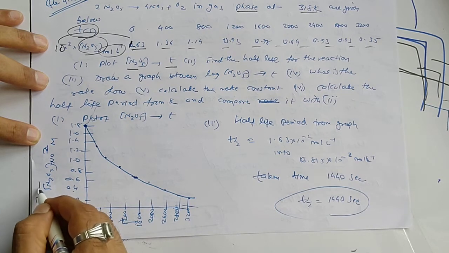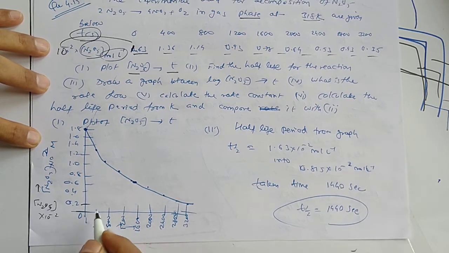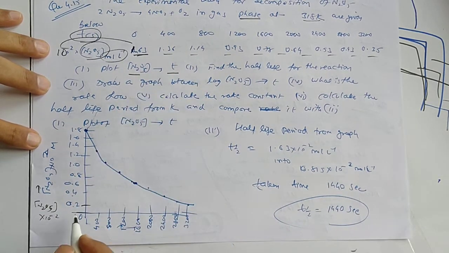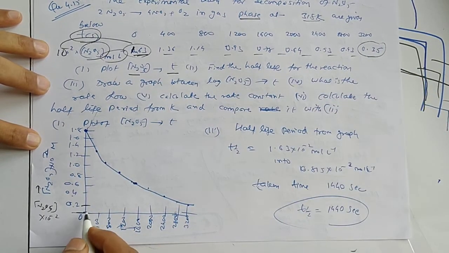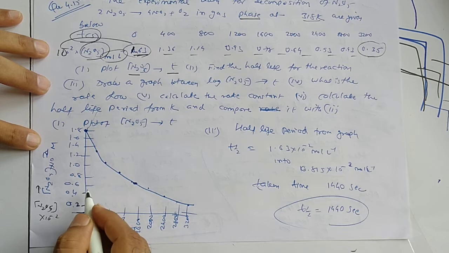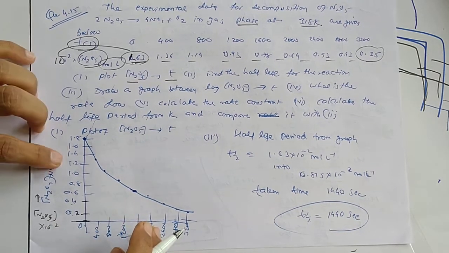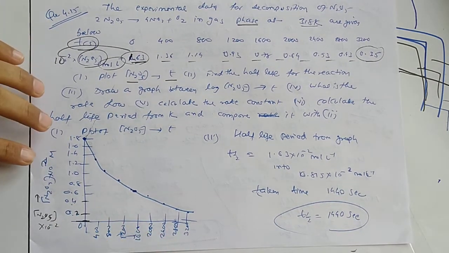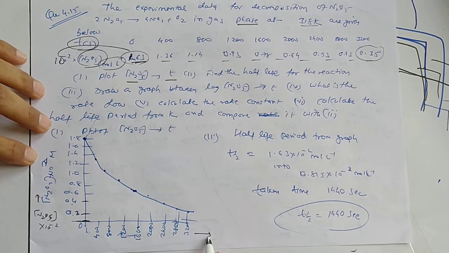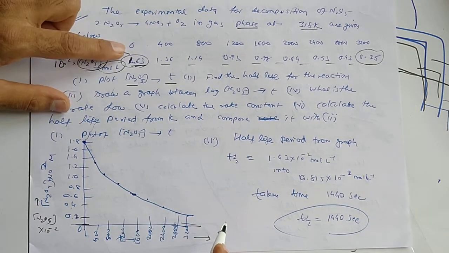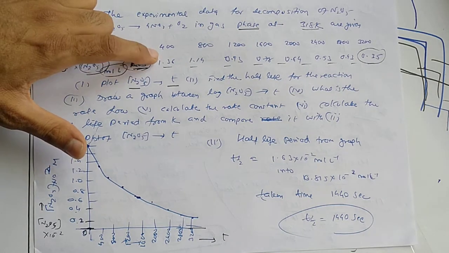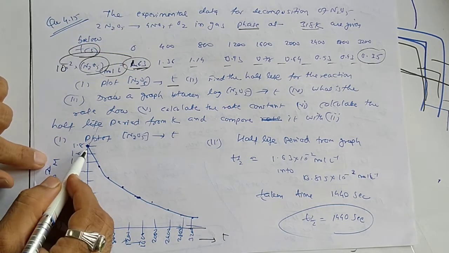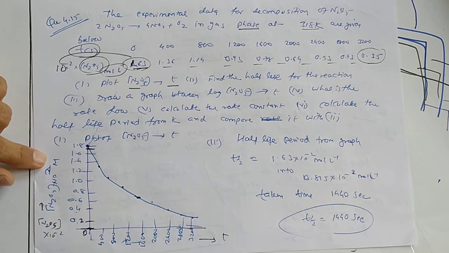10 raised to minus 2 is taken common, so we take the main value. The highest point is 1.63 and the lowest is 0.35, so we start with 0.2, 0.4, 0.6, 0.8, 1, 1.2, 1.4, 1.6, 1.8. Time in seconds is 400 to 3200. At 0 seconds, the concentration of N2O5 is 1.63, so it comes here at 1.63.